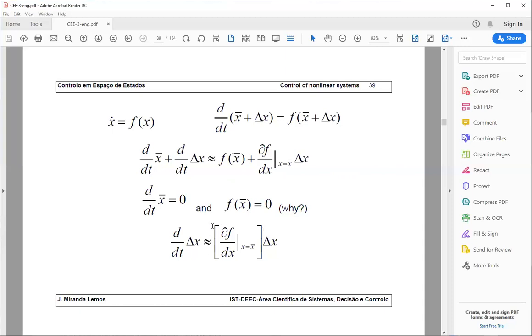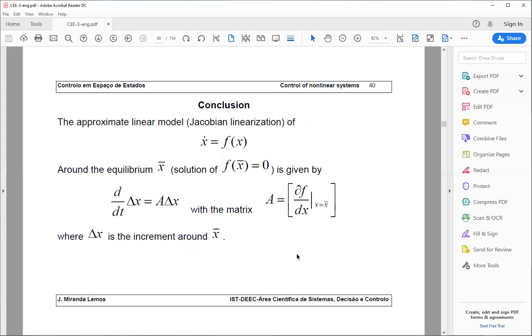So this is a matrix made of constants because the Jacobian matrix is a function of x, but then you made x equal to x bar, which is a concrete value. So this is nothing more than a time invariant homogeneous system that is verified by delta x. And this is what is written in this slide of conclusion. So if you have a nonlinear system of which x bar is an equilibrium point, then the increments delta x about this equilibrium point verify this homogeneous equation with the matrix A given by the Jacobian matrix of f with respect to x computed at the equilibrium point.